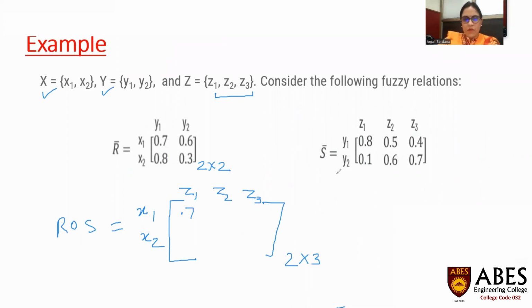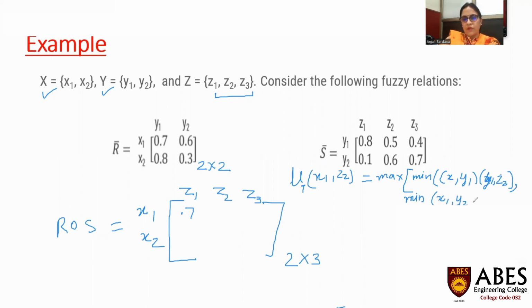So here also, we want this value from x1 to z1, z2. Find the membership value of this relation. I'll be writing maximum of minimum of the value from x1 to y1, y1 to z2. The same way that we have computed the previous value, x1, y2, y2, z2.